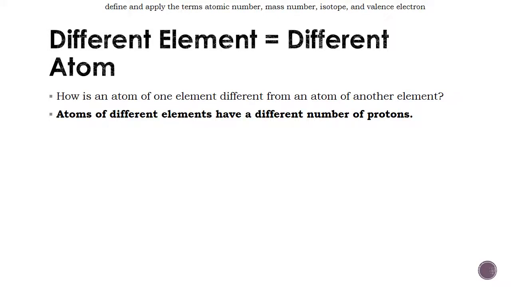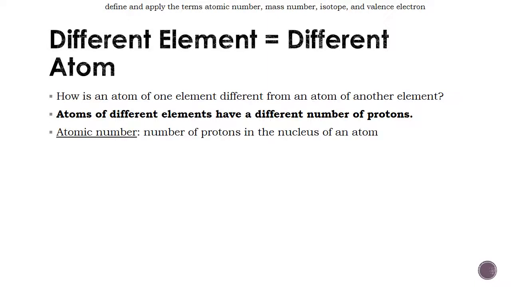Atoms of different elements have to have a different number of protons. There's no such thing as 2 atoms, if they're different elements, having the same number of protons. That does not exist. This is because of the element's atomic number. The atomic number for an element is simply the number of protons that are in the nucleus of the atom. Every element has a different atomic number. In fact, that's how they're ordered on the periodic table.